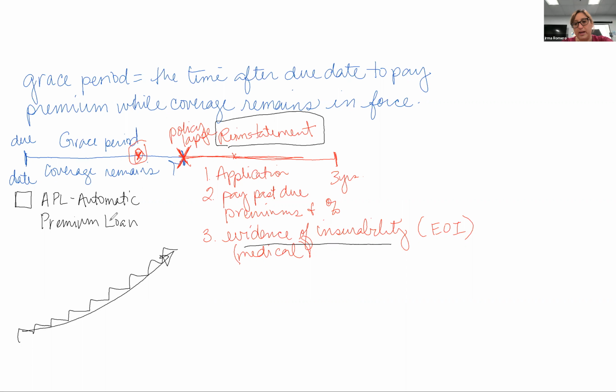Does term have an automatic premium loan? No, because term has no cash value. So you'll generally find the automatic premium loan in a whole life policy.